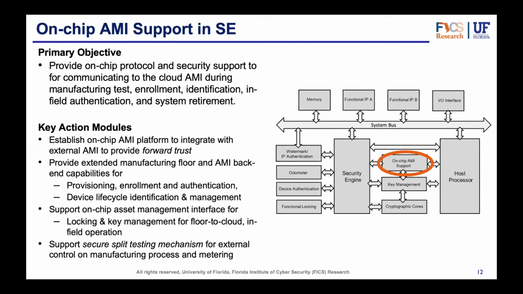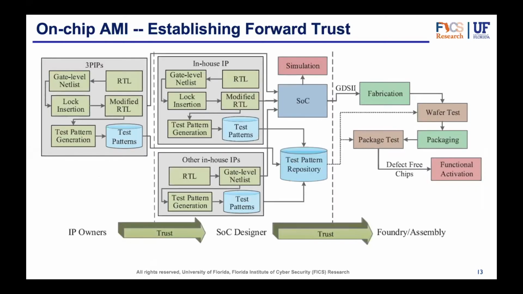So this way, you can also control overproduction, cloning, and all sorts of other potential threats. In terms of establishing forward trust, this is a cooperation between system integrator and third-party IP vendors. In this case, we consider them both to be almost the same because Synopsys offers pretty much every IP that is needed. The idea is that the system integrator has to put in the right hooks so that it controls what's being fabricated, what goes out of the Foundry, and what's being unlocked, and so on and so forth.